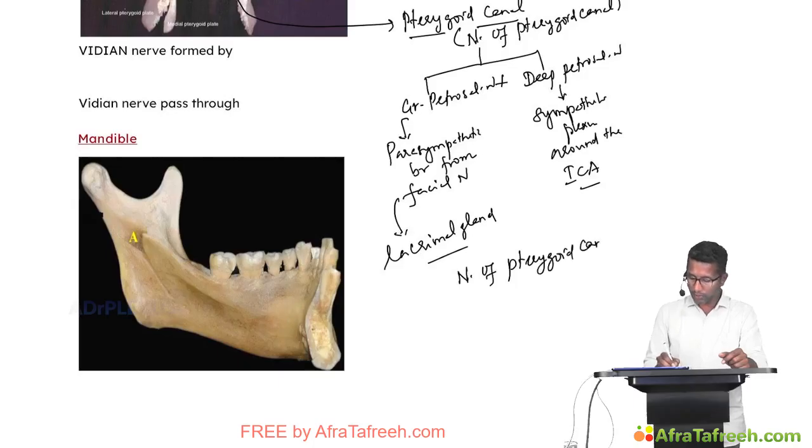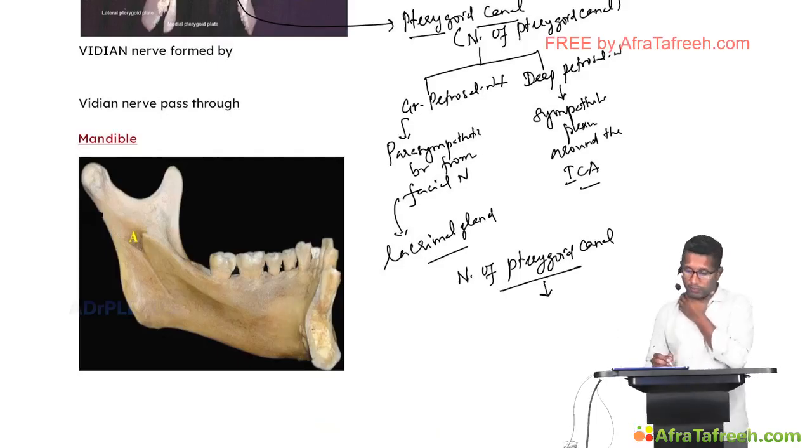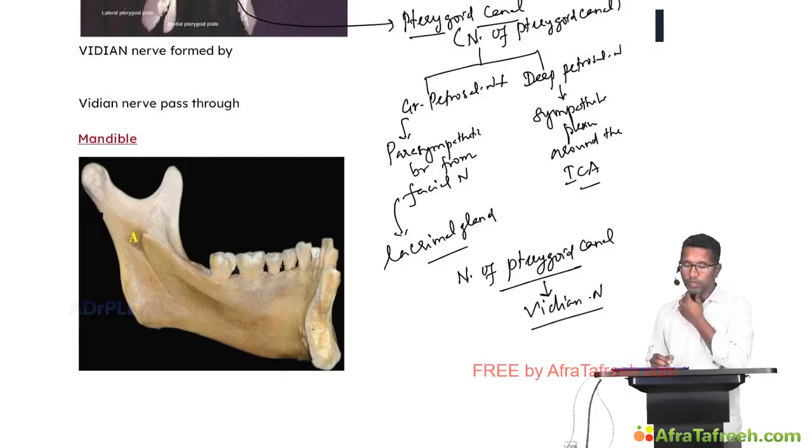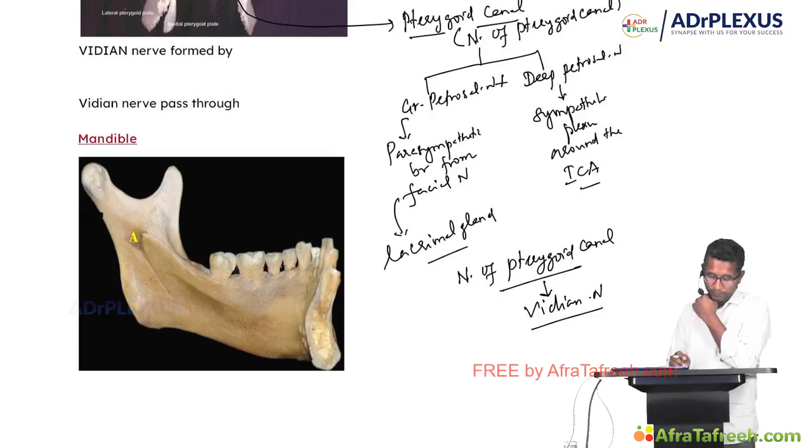And this nerve of pterygoid canal is also called as what? Anybody? Yes guys, very good Hari, very good Muga. It is also called as Vidian nerve. Very good, excellent.